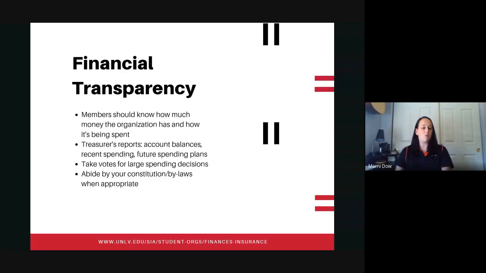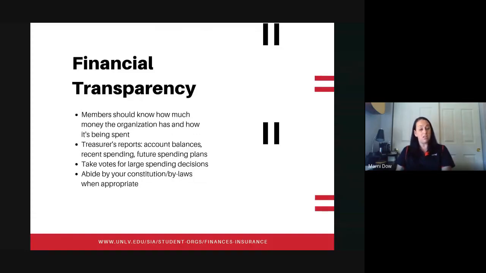And so moving away from CSUN, I want to just talk about the idea of financial transparency. This is something you can really help your student org leaders with. Members in the org need to know how much money the organization has, how healthy their financial outlook is, what they use that money for, how it's being spent. A member in the organization, particularly if they're paying dues, should never be wondering what the money gets used for. That should be very transparent with them.